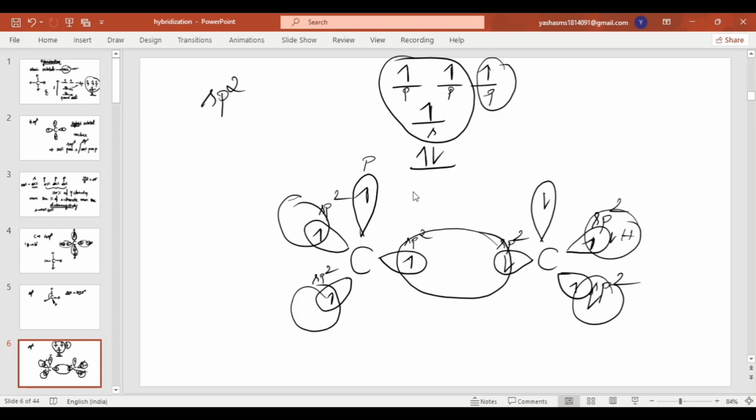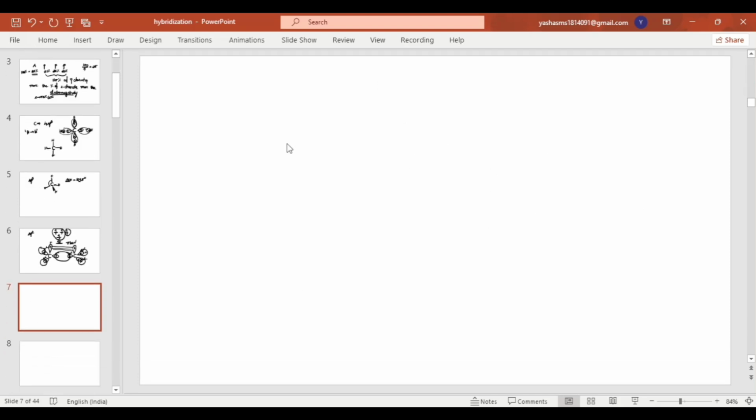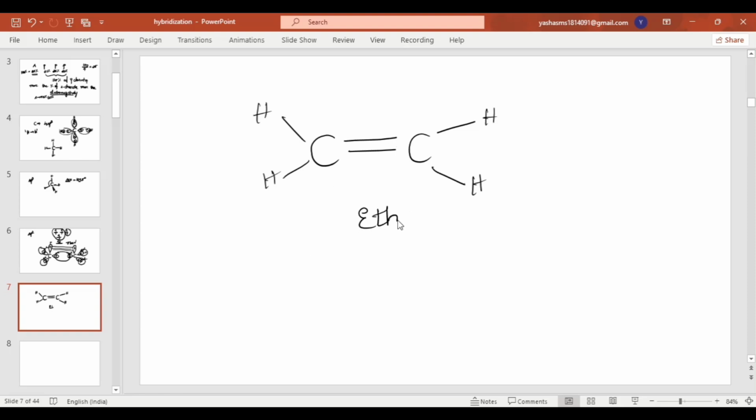So what will happen to the unhybridized p orbital? Sidewise overlapping will take place to form one pi bond. I will be writing the structure of ethene somewhat like this. Here is hydrogen, here also one hydrogen is there, hydrogen, hydrogen. And this is the pi bond. Now the pi bond will form. This molecule is called ethene.